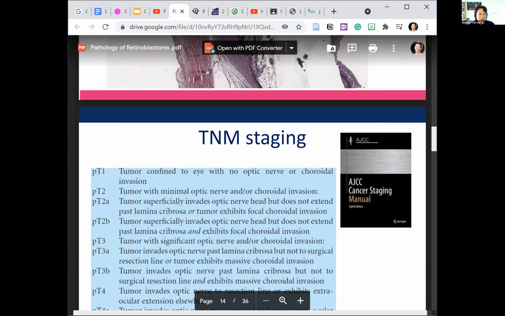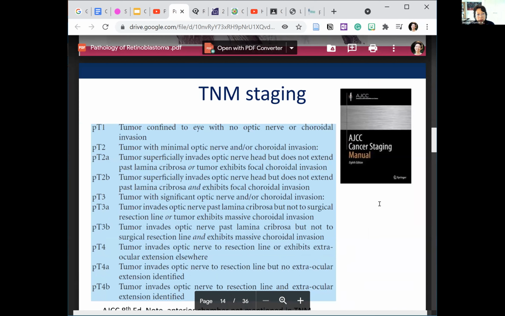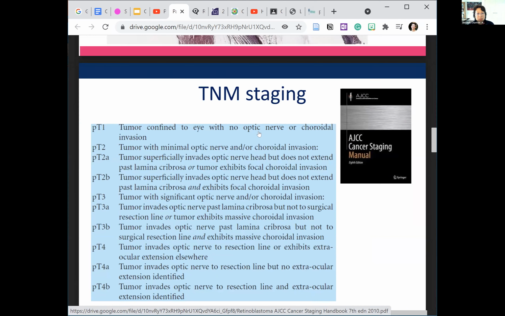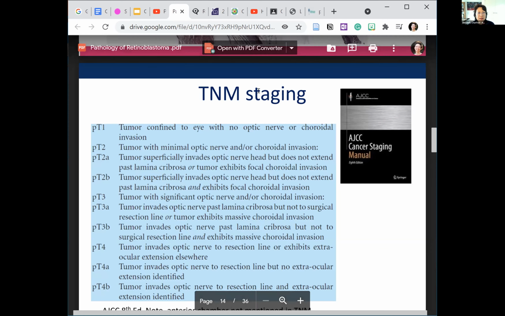Okay, our job as histopathologists is to stage the tumor, and we use the AJCC cancer staging manual. You can look that up online. The staging criteria are the prognostic criteria that we have to bear in mind. So it's to do with the optic nerve, the lamina cribrosa, and the choroid. So staging, just think S for staging, S for spread.